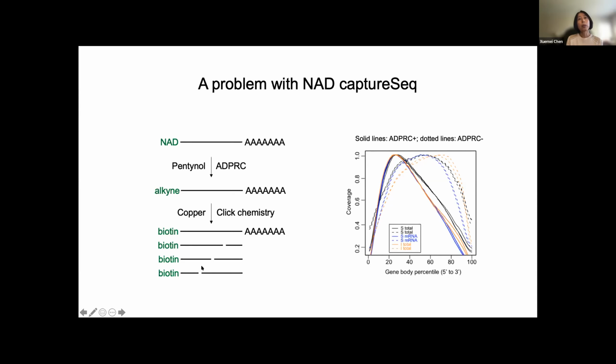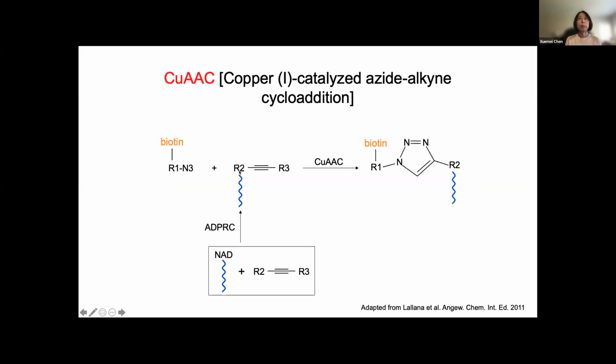And of course, the copper ions could also lead to reduced efficiency of NAD RNA capture because they were causing RNA degradation. So we decided to see whether we could eliminate this copper, which serves as a catalyst in the click chemical reaction. The click chemical reaction used in the original NAD capture-seq is the copper-catalyzed azide alkyne cycloaddition reaction, which I will refer to as the CuAAC reaction. Here, the first step was to use ADPRC to convert NAD RNA to this alkyne RNA. And then using this CuAAC reaction, this alkyne RNA reacts with biotin azide to generate biotinylated RNA. So this was the scheme used in NAD capture-seq.